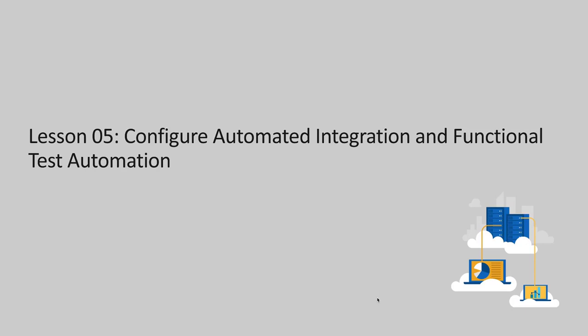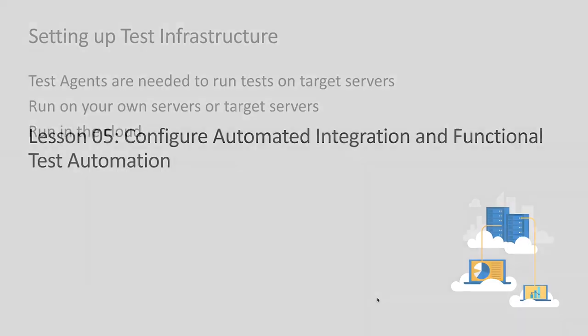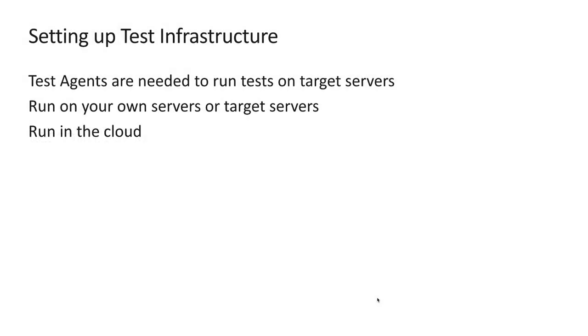So in this lesson, we'll see how to configure an automated integration functional test case. What do we mean by functional and automated test cases? To set up a testing infrastructure, we need testing agents, and the testing agents have to run on target servers. They can run on your own servers, on your target servers, or even on the cloud, because without an agent you will not be able to run any test cases.